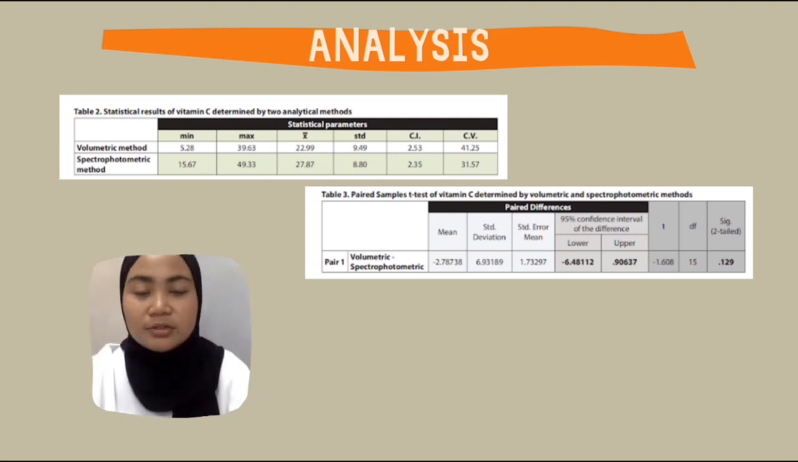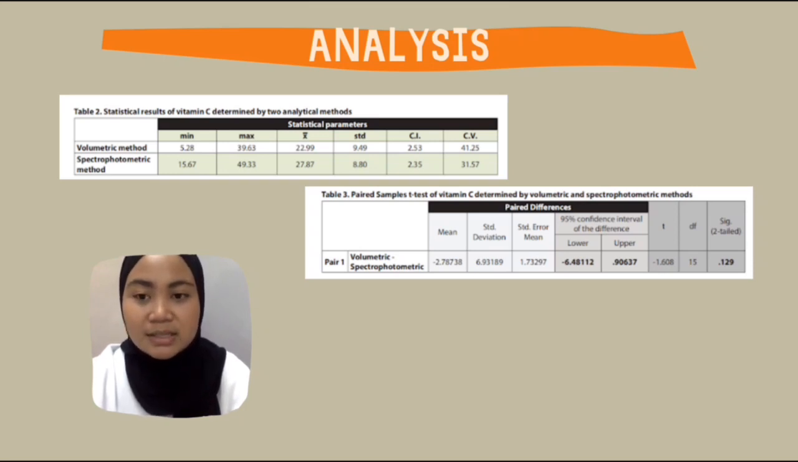Vitamin C content of fruit juice samples ranges from 5.28 mg per 100 ml to 39.93 mg per 100 ml for volumetric methods, and from 15.67 mg per 100 ml to 49.33 mg per 100 ml for spectrophotometric methods, with confidence intervals ranging from 2.53 to 2.35.